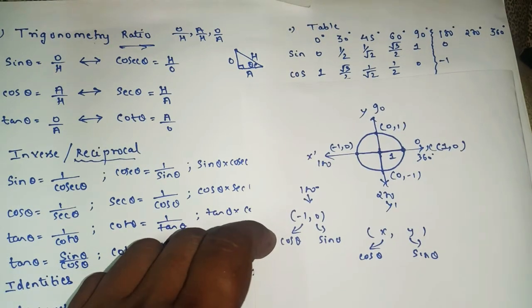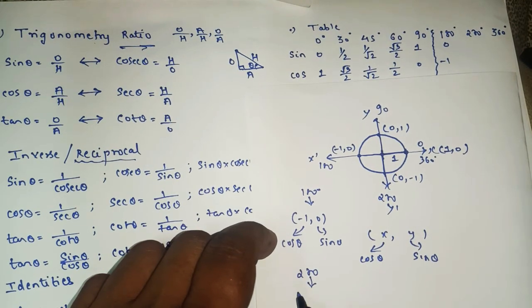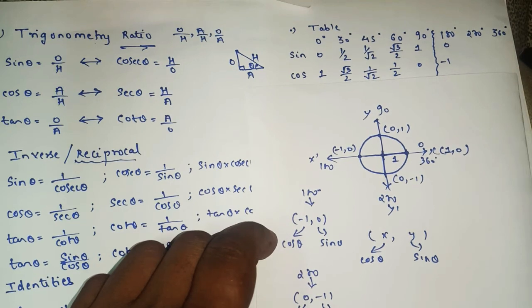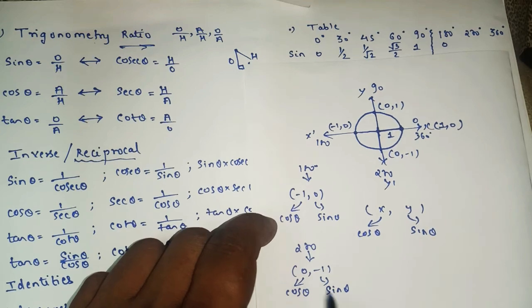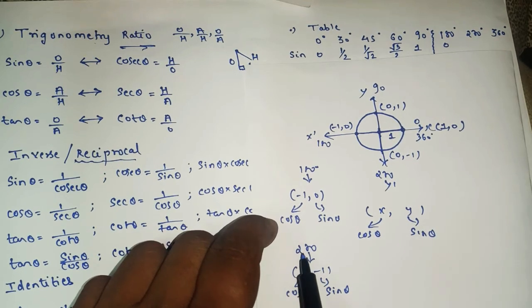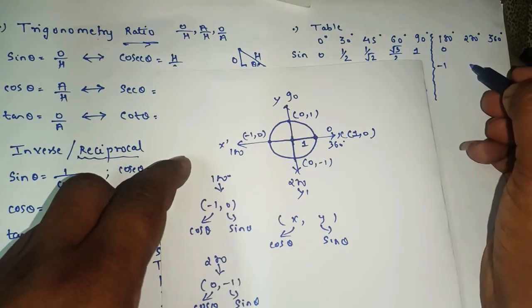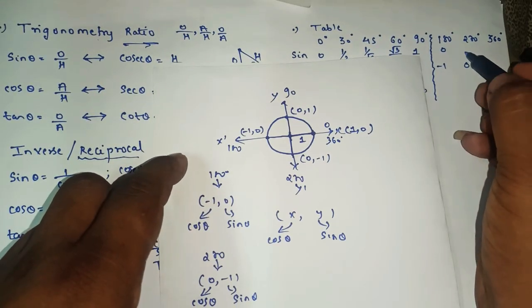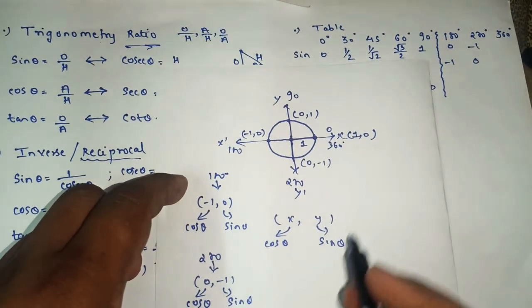Then for 270, it is 0 comma minus 1. So the first value indicates cos theta, the second sine theta. So cos 270 is 0 and sine 270 is minus 1. Then we'll see for 360.